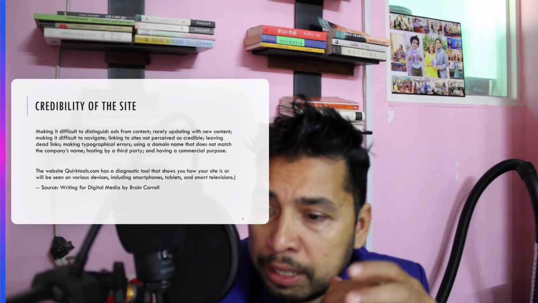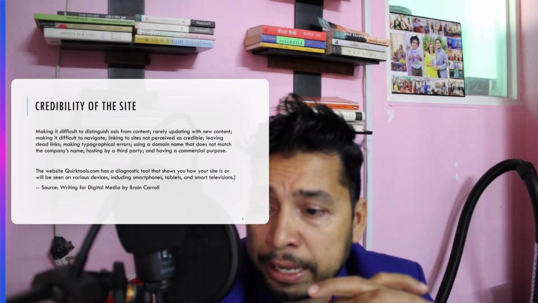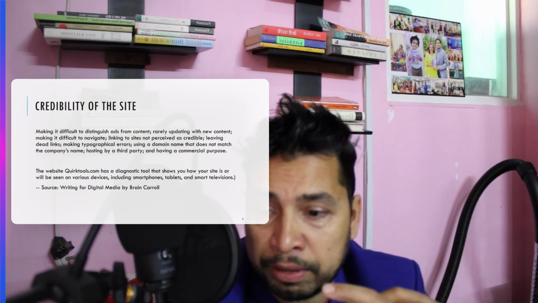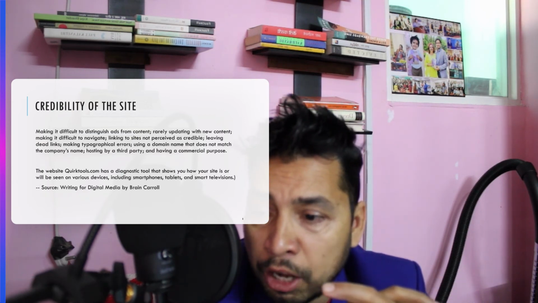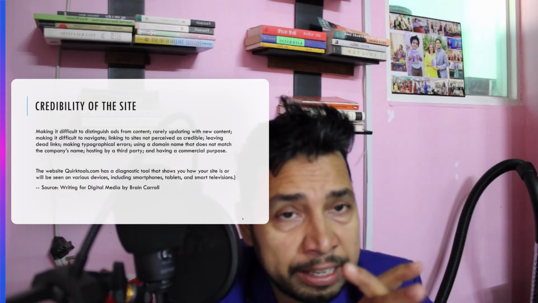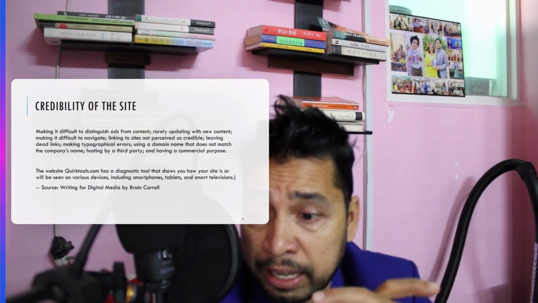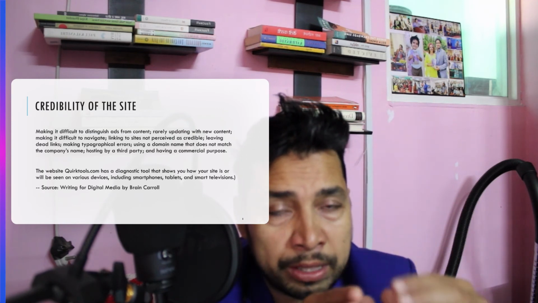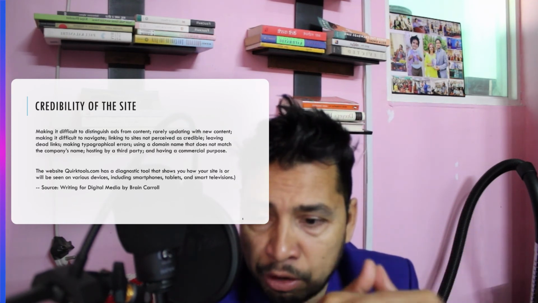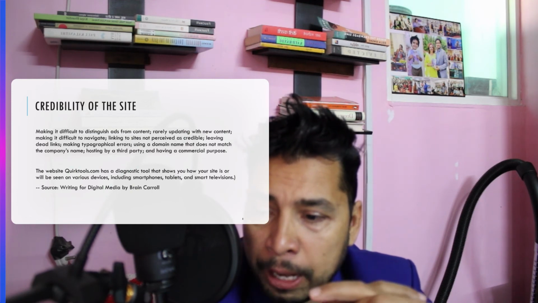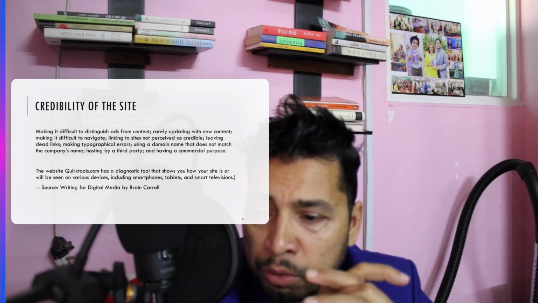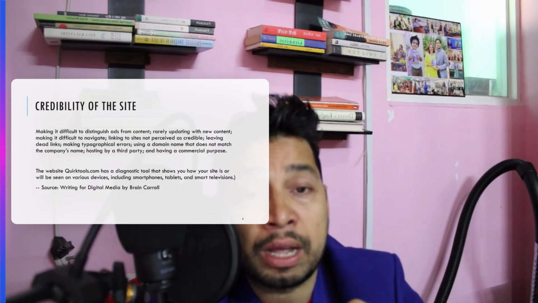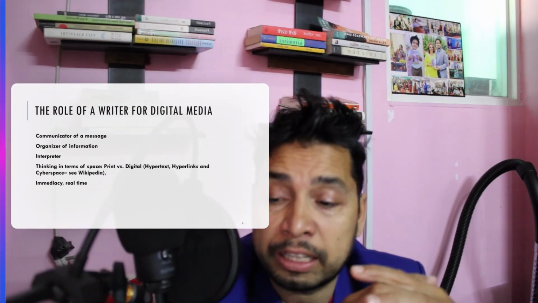And again, talking about the credibility of sources, if it is difficult to distinguish ads from the content, then that is not very credible. Also, if the site is difficult to navigate, or if it links to different sites, check whether the links are credible or not. There is also a website link where you can enter the website and make sure that the website is authentic or not.